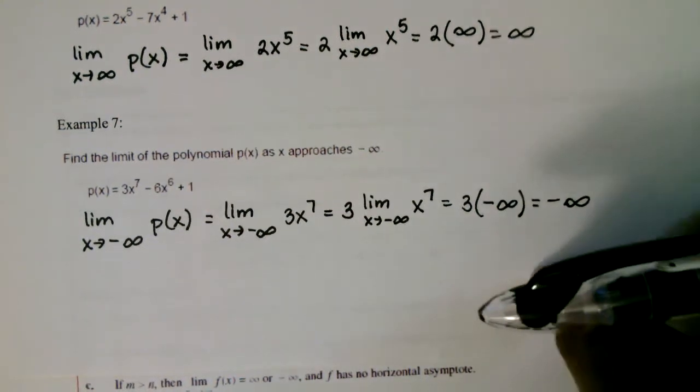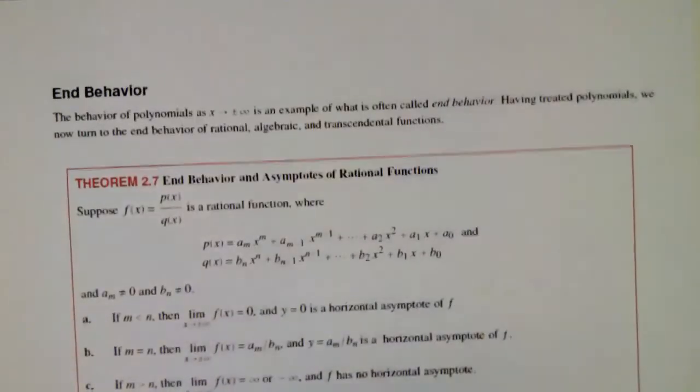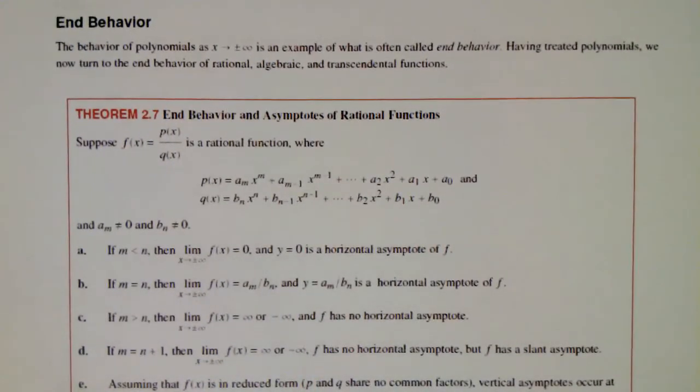All right, on the next page is end behavior. End behavior is just the behavior of the graph of the function on the left side and on the right side. The behavior of polynomials as x approaches plus or minus infinity is an example of what is often called end behavior. Having treated polynomials, we now turn to the end behavior of rational, algebraic, and transcendental functions.